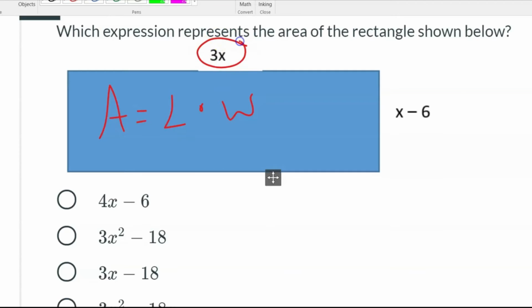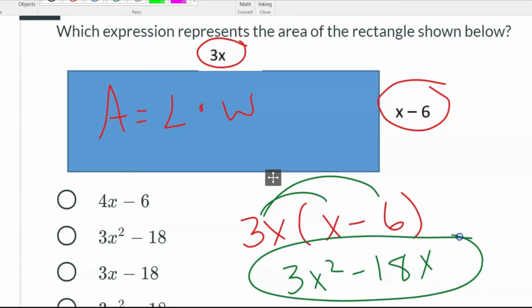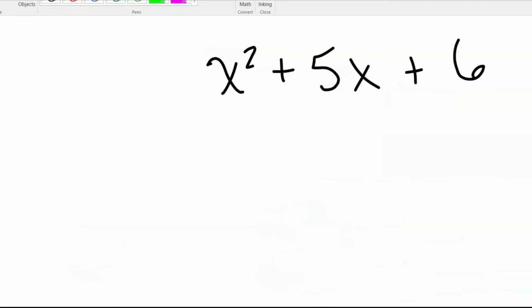Well, area is length times width. All that means is I'm going to take one side and multiply it by the other side. So we'll be distributing exactly how we just were. 3x times x, 3x squared. 3x times negative 6, negative 18x. Okay, so if they give you an area model, all that means is multiply. So to give an expression that's equivalent to the area, you would distribute 3x times x minus 6.